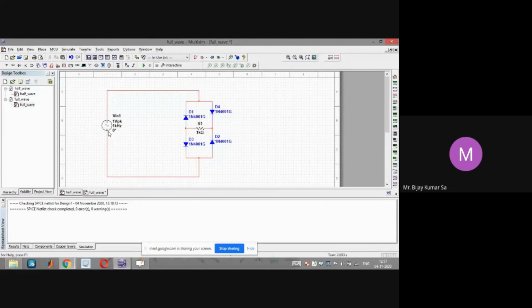Okay. In the negative half cycle, what is the path of the current? The positive current will flow through this path, through D2, through the load, through D1, and back to the source.